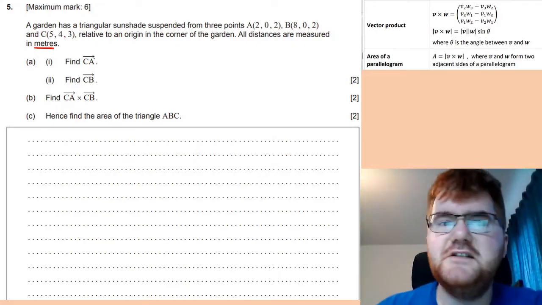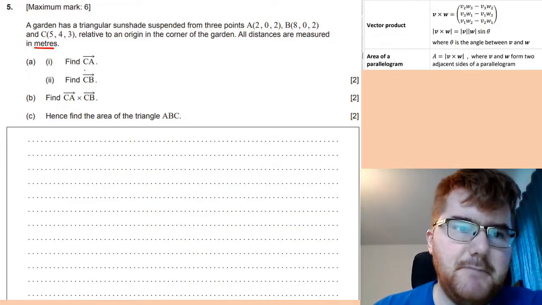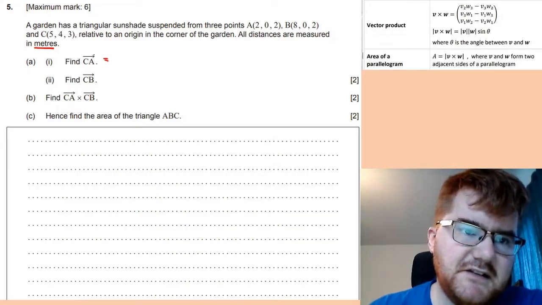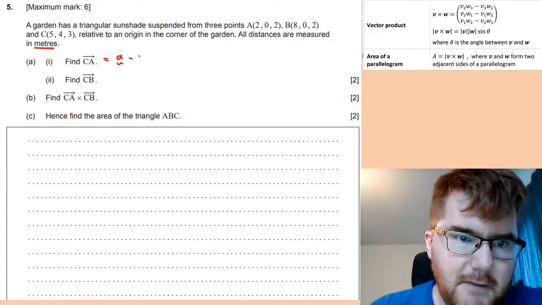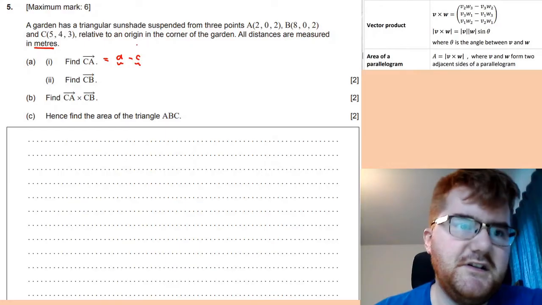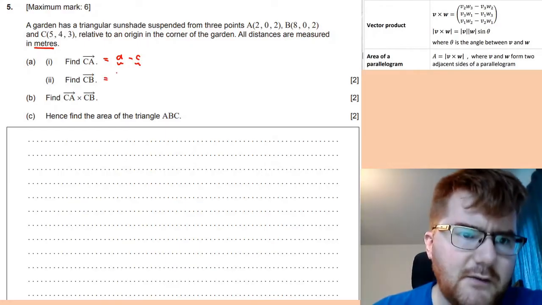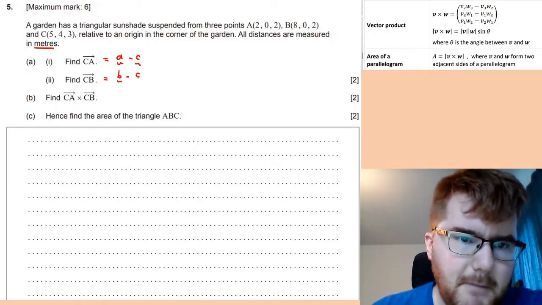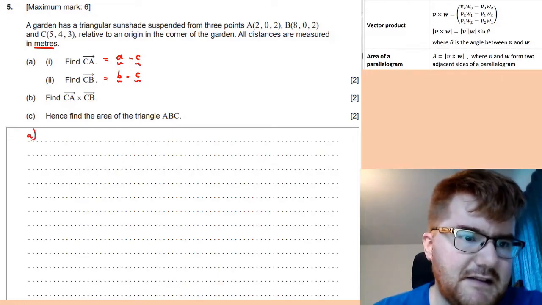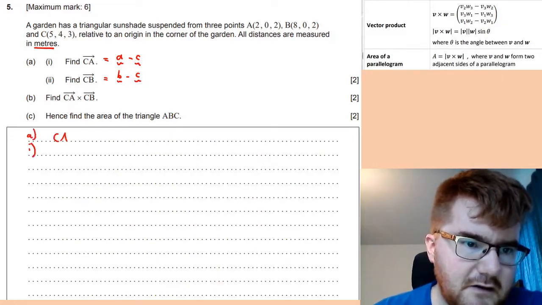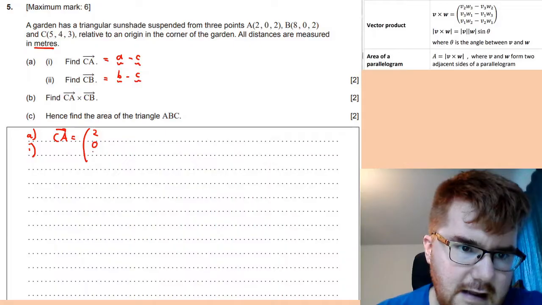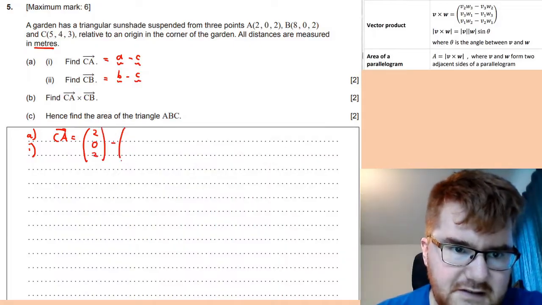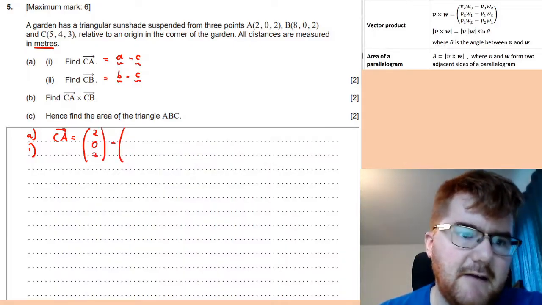We're going to find the vectors first of all, CA and CB. Remember, in order to work these vectors out, we need to work from right to left. So this is going to be the vector A minus C when we convert the coordinates into vector notation. And likewise here, this is going to be B minus C. So let's work these out first of all. CA is going to equal, well, let's start with A, so this is (2, 0, 2). And then we're going to minus C from it, which is (5, 4, 3).